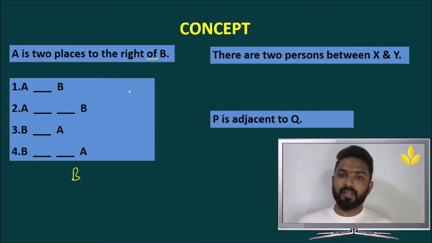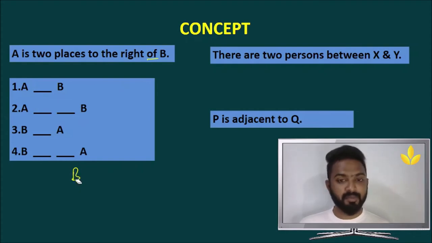Now, a lot of people ask a very valid question. How do we know which side they are facing? Because if B is facing north, then B's right is this side. If B is facing south, then B's right will be this side. So, which side are they facing? Always remember, by default, you have to assume that everybody is facing north. That means their right is our right, their left is our left, unless and until mentioned otherwise. So if nothing has been mentioned, everybody is facing north.